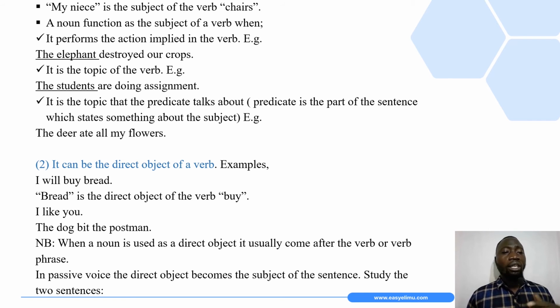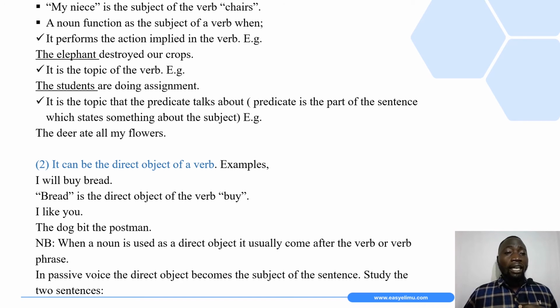Another thing is that a noun can function as the subject of a verb when it is the topic of the verb. So again, study the example that we have below. The students are doing assignment. So we have our noun phrase there, the students. It is the topic. The students is the topic of the verb do.